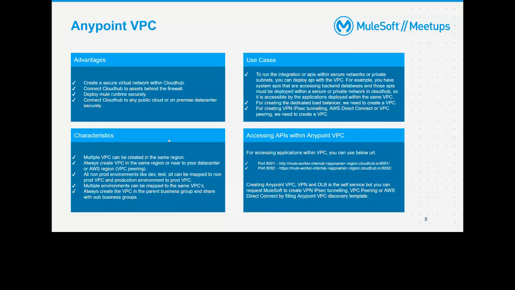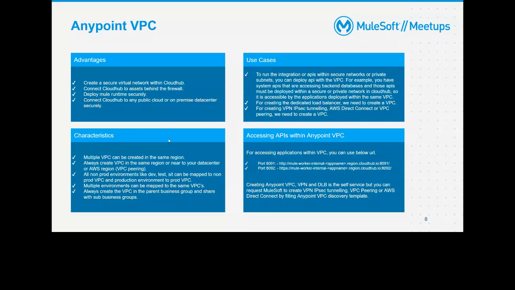The other thing, when you want to create a dedicated load balancer, you have to go with a VPC. That is the second option. Apart from that, if you want to make your application run isolated, as I mentioned, in your particular IP ranges, in that case you go with an Anypoint VPC.